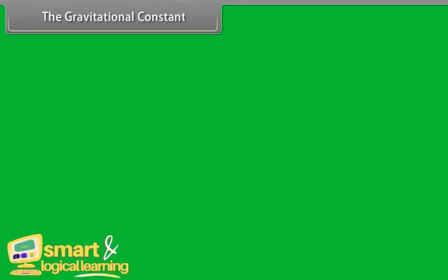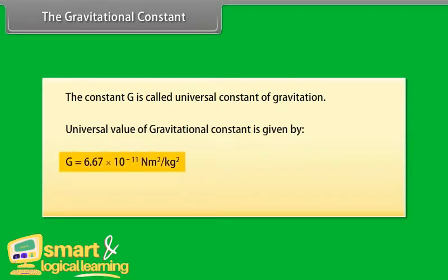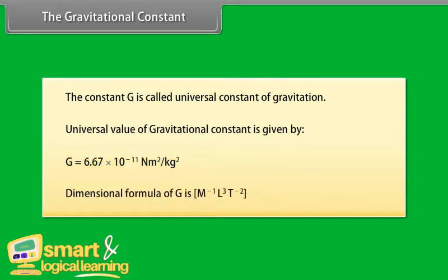The gravitational constant. The constant G is called the universal constant of gravitation. The universal value of the gravitational constant is given by G is equal to 6.67 into 10 to the power minus 11 Newton meter square by kilogram square. Dimensional formula of G is M to the power minus 1 L cube T to the power minus 2.